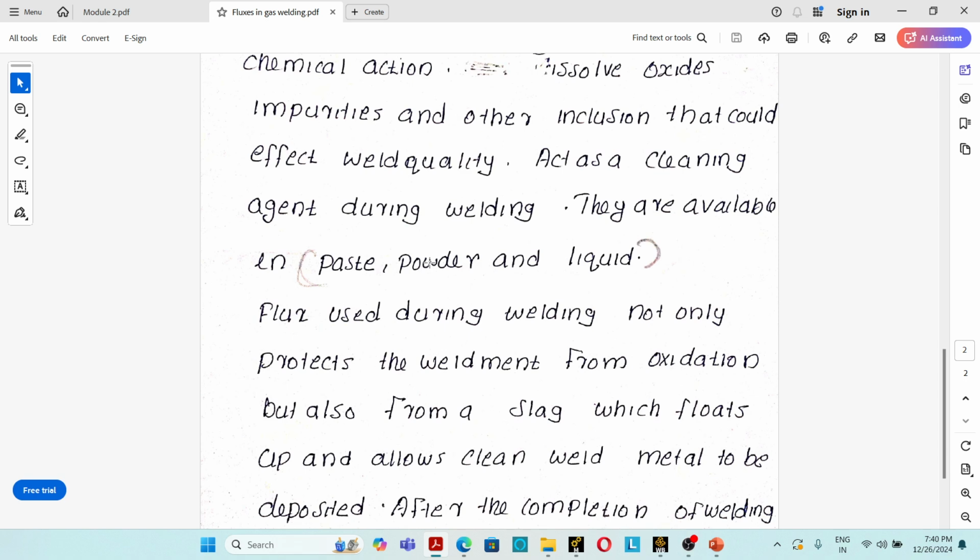The slag has a lighter weight compared to the molten material. The slag will float over the molten material and absorb the oxides and impurities from it. It acts as a barrier between the surrounding atmosphere and the molten material and protects the molten material from the atmosphere. After the welded joint solidifies, the slag can be removed from the top of the welded joint by chipping, etc.